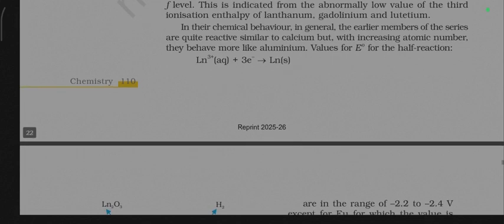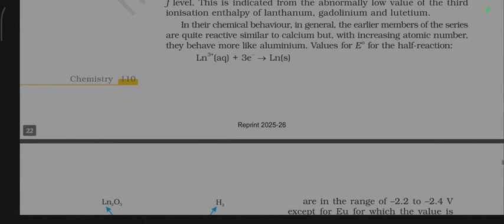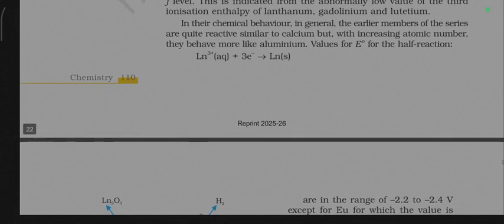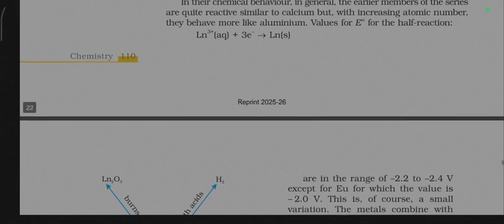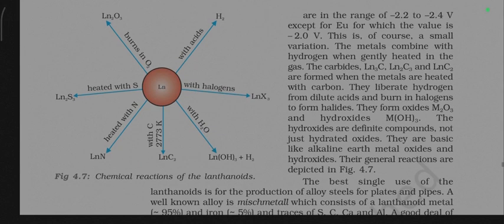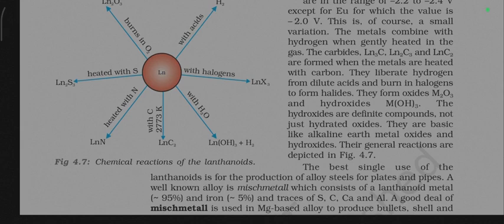In general, the earlier members of the series are quite reactive, similar to calcium, but with increasing atomic number they behave more like aluminum. Values for E0 for the half reaction Ln3+(aq) + 3e- gives Ln(s) are in the range of -2.2 to -2.4 V, except for Eu, for which the value is -2.0 V. This is of course a small variation.